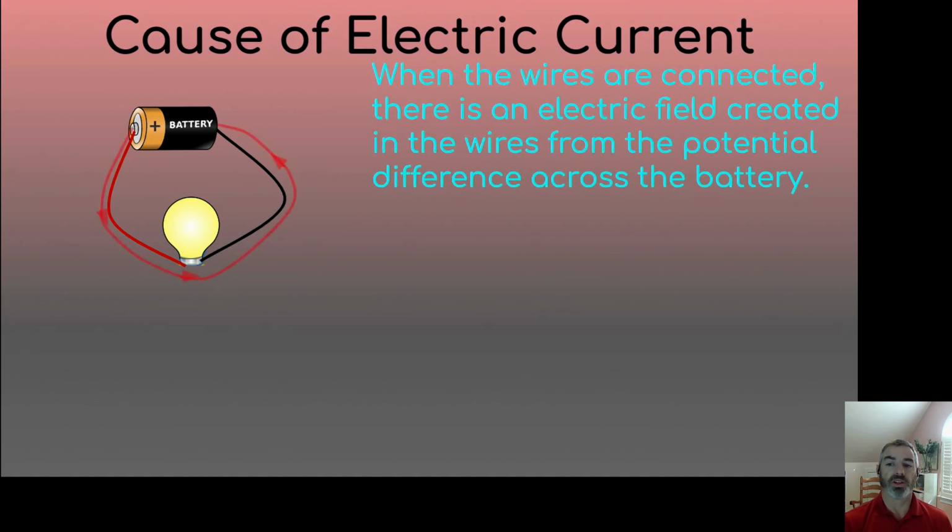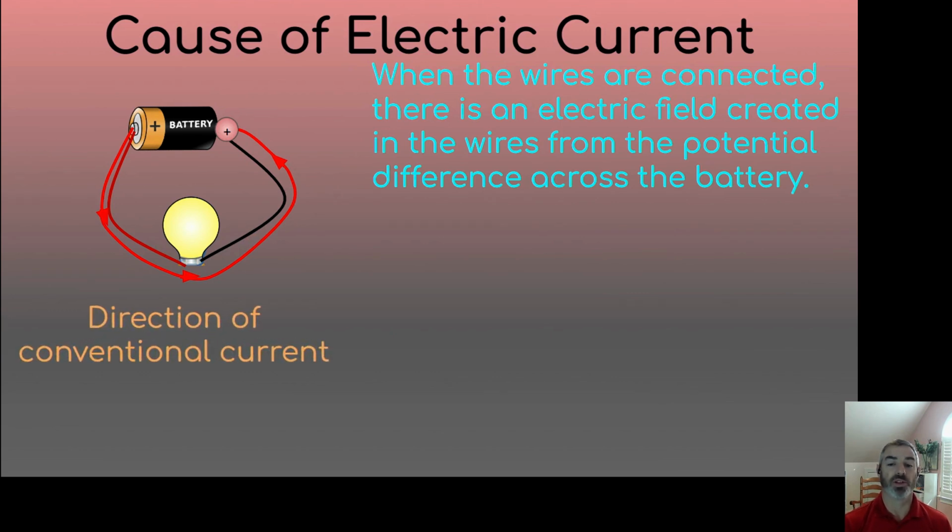So when the wires are connected, there's an electric field that's created in the wires that we know points from positive to negative, and that's because of the potential difference across the battery. So that electric field points from positive to negative, and we know that a positive charge is going to move from that positive high potential through the wires, through the light bulb, to the negative side of the battery to decrease the potential. And that positive charge flowing is the direction of conventional current.